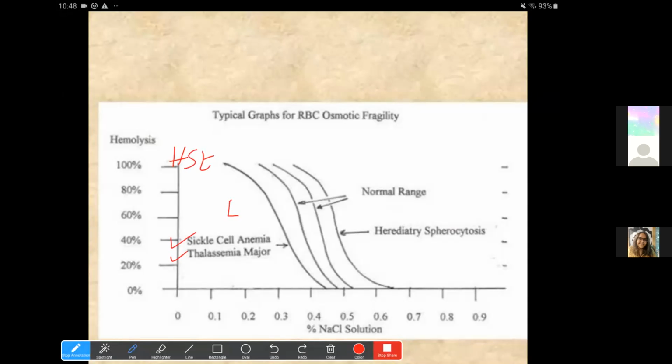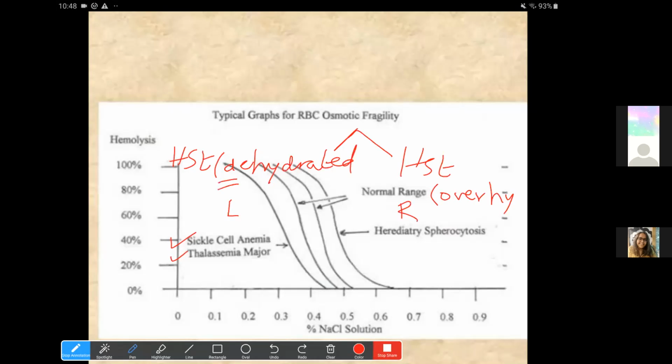Also this form of hereditary stomatocytosis is different because there will be a dehydrated type of hereditary stomatocytosis that shows a shift to the left. And the other form of hereditary stomatocytosis, the overhydrated form, will show a shift to the right. So hereditary stomatocytosis is split between a left and right shift, because the dehydrated form will shift to the left and the overhydrated form will shift to the right.